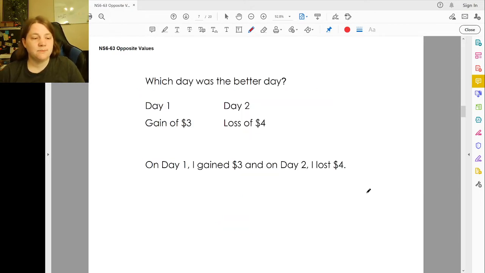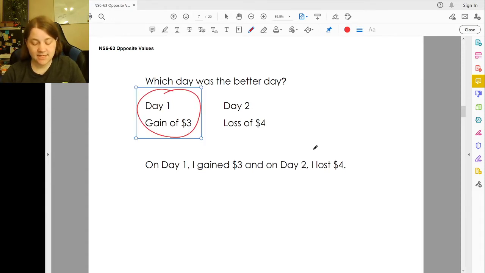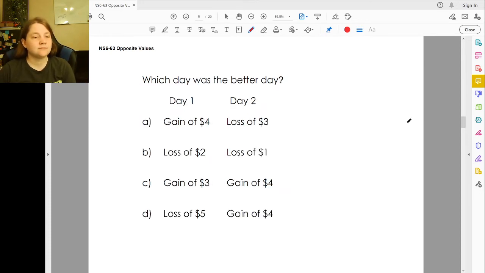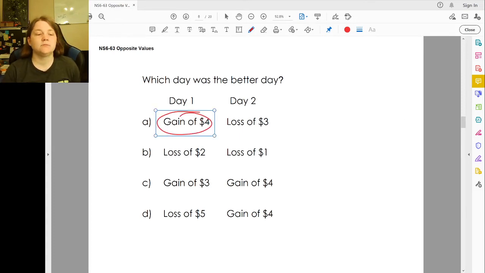Which day was better here? Obviously, a gain of $3 is better for your wallet than a loss of $4. Even though the 4 is bigger, you're losing that amount rather than getting it. So go ahead, look through here and figure out which one of these was a better day. In letter A, you gained money here, you lost money here. Go ahead and take a look at the rest and then we'll talk about it.